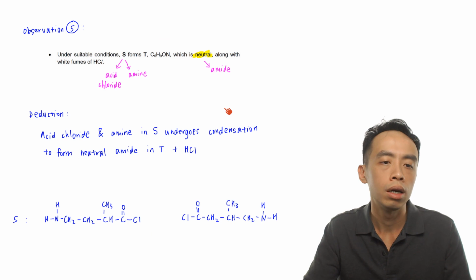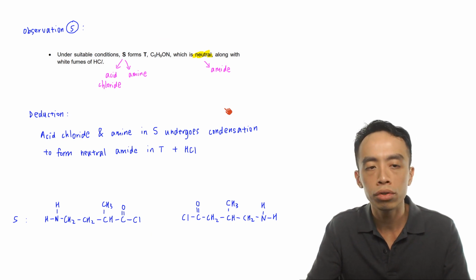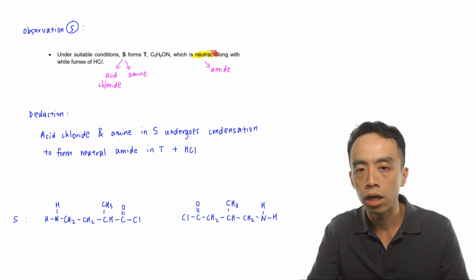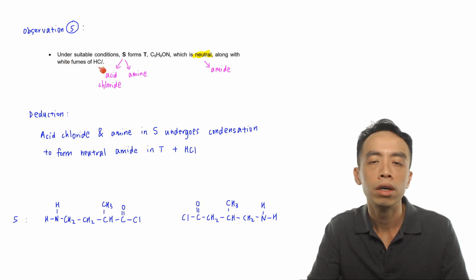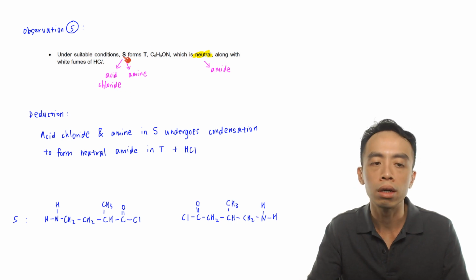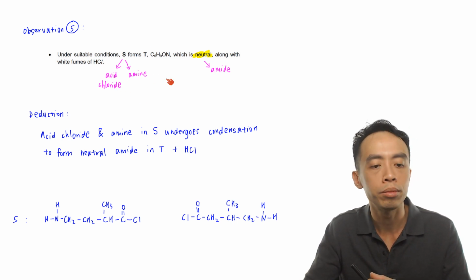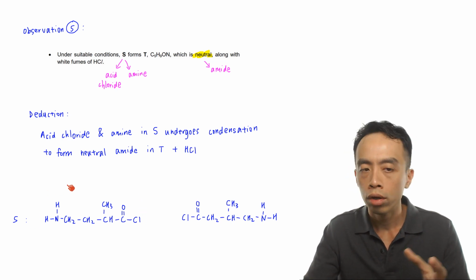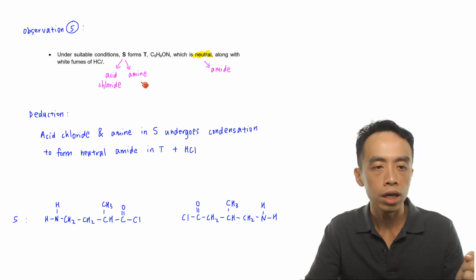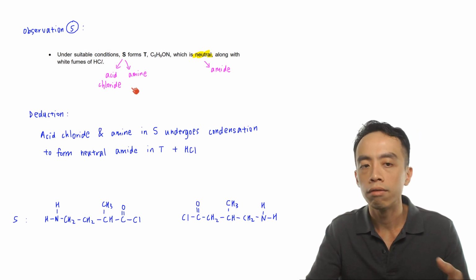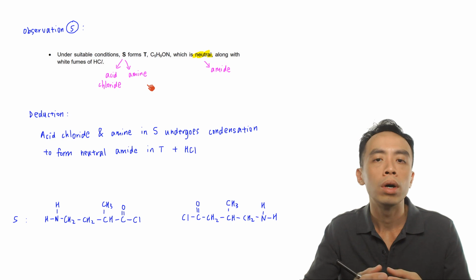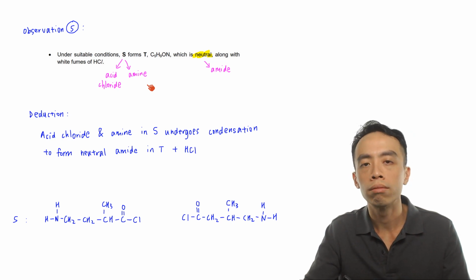Okay, last observation, observation number 5. Under suitable conditions, S will form T, C5H9ON, which is neutral, along with white fumes of HCl. If I consider the functional groups in compound S, S has an acid chloride and it also has an amine functional group. So if I have an acid chloride and an amine, under suitable conditions, they can form this compound and kick out HCl. So what possible reaction is this? Acid chloride with amine will undergo a condensation reaction to form an amide.